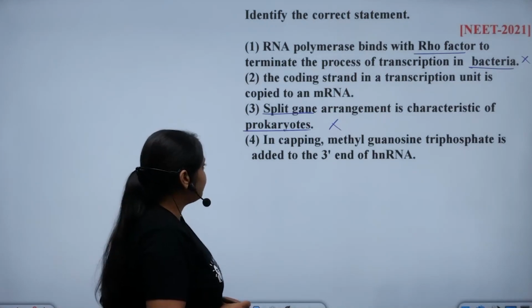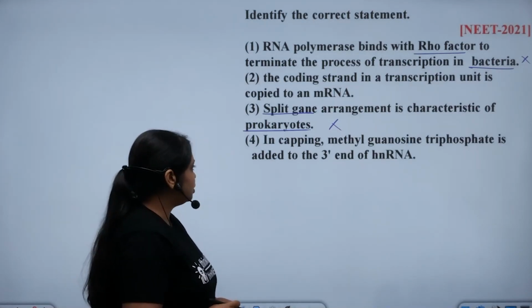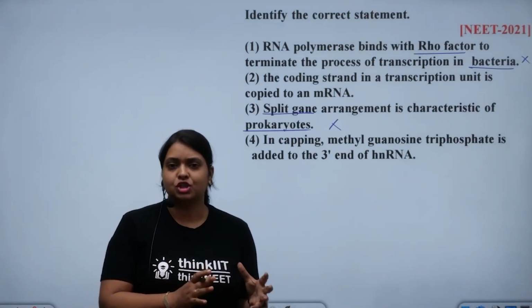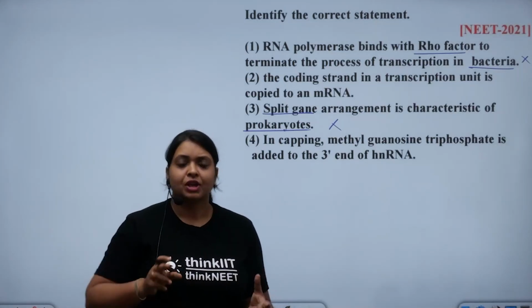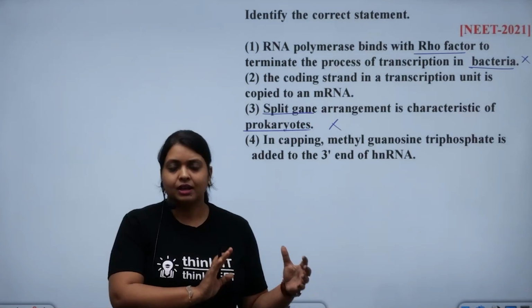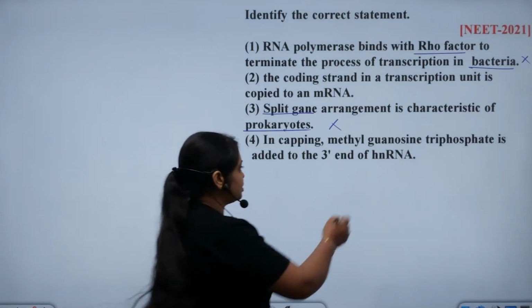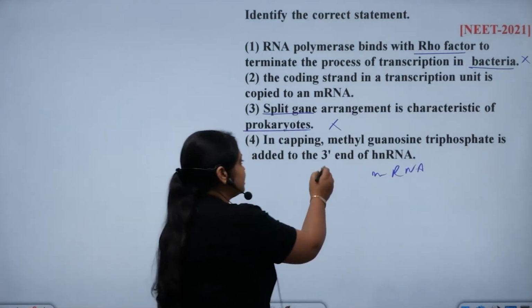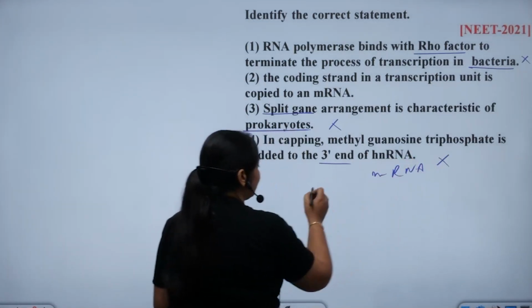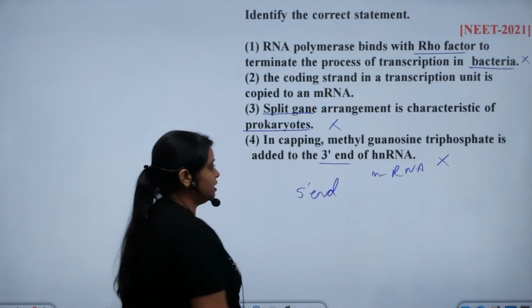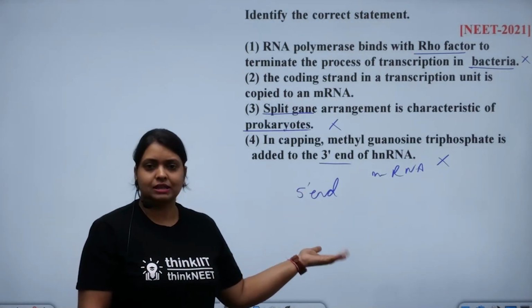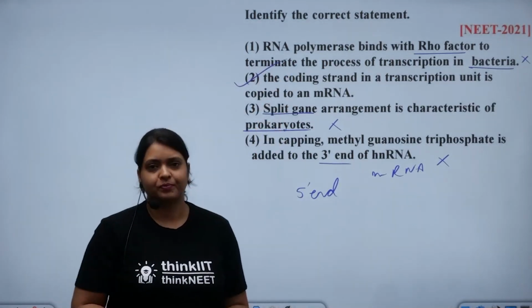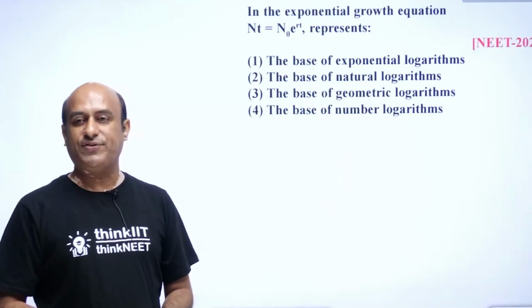Fourth option, in capping, methyl guanosine triphosphate is added to the 3' end of hnRNA. hnRNA is the mRNA which is premature. When the mRNA is premature, that means before post-transcriptional processing, it is called hnRNA. You can take hnRNA or you can call it mRNA, one and the same thing. So what they are saying is that capping occurs at the 3' end. This is incorrect because capping actually occurs at the 5' end of mRNA. So this is also incorrect. Now you can easily see that the correct answer is option number 2. Thank you. Now students, let us move to the next question.